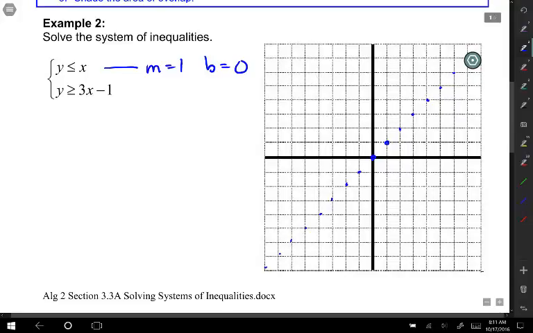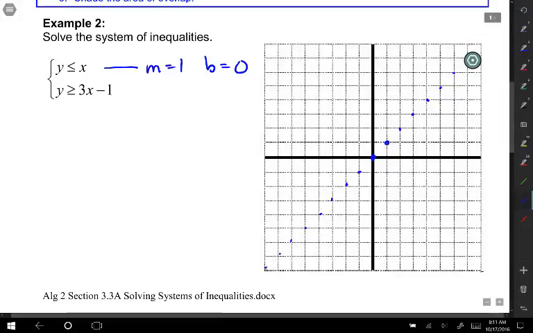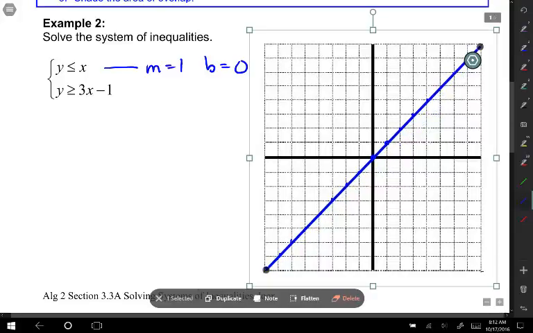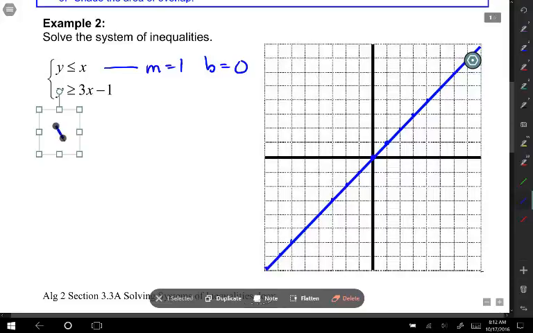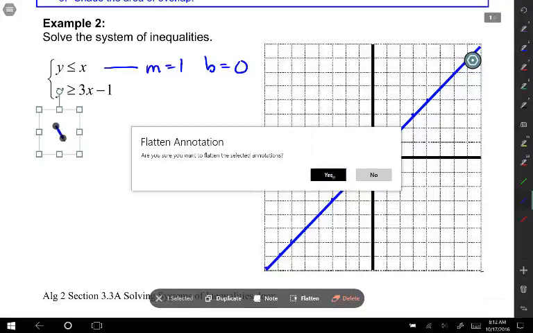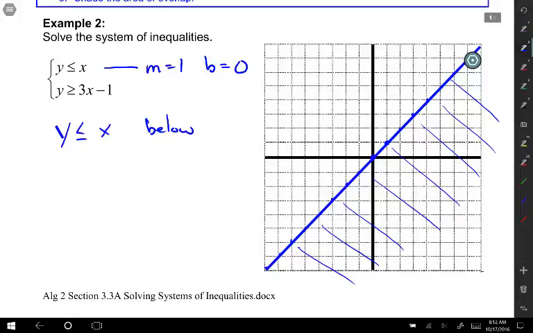Now, do you remember solid and dotted lines? Which one is this going to be, solid or dotted? Solid. So let's put a solid line in. Now do you remember the idea of above or below? y is less than x will be below in terms of shading. So just shade this below. So far we have half of the graph shaded.